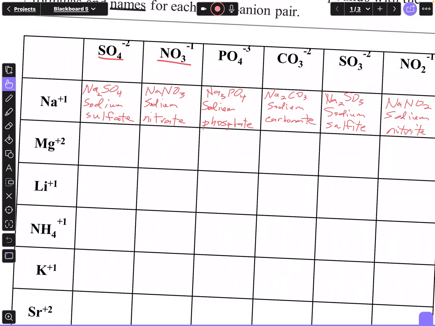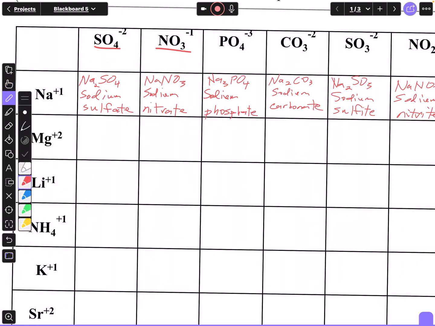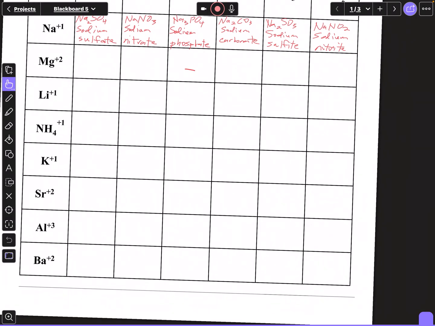So now you'll go and start with magnesium and do the same thing. Magnesium with sulfate, magnesium with nitrate, magnesium with PO4 -3, and then on with the next ones.